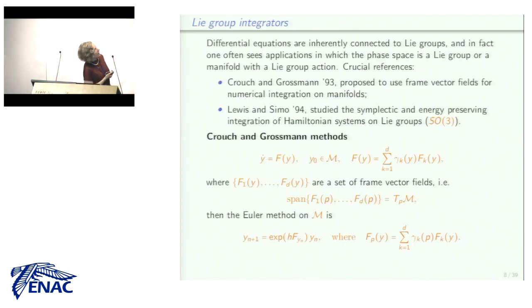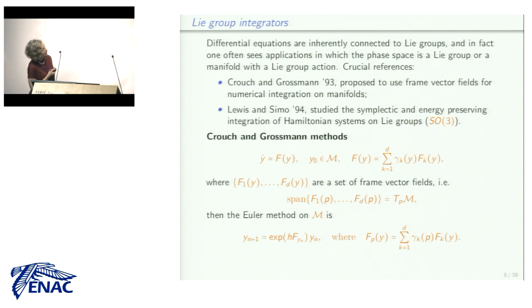So how do you generalize this simple point of view to get to higher order? Let me describe a little bit of that and go back to some important references here. Here I have two seminal references in the context of Lie group integrators.